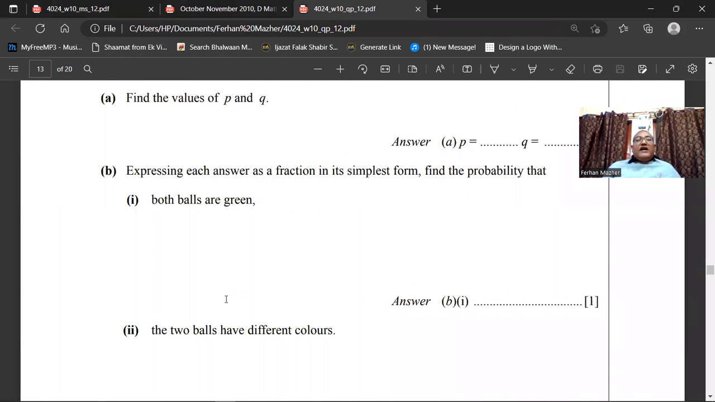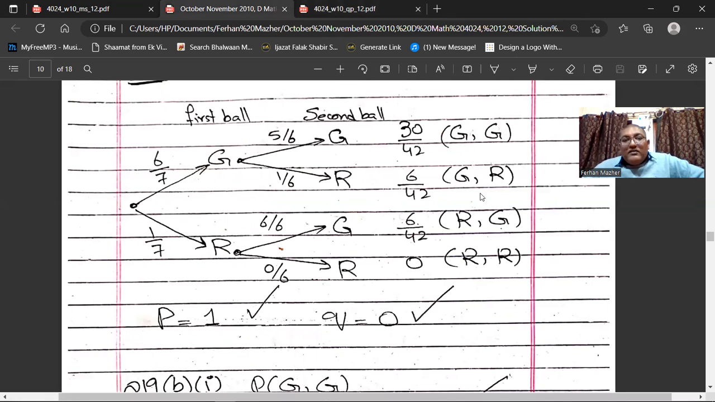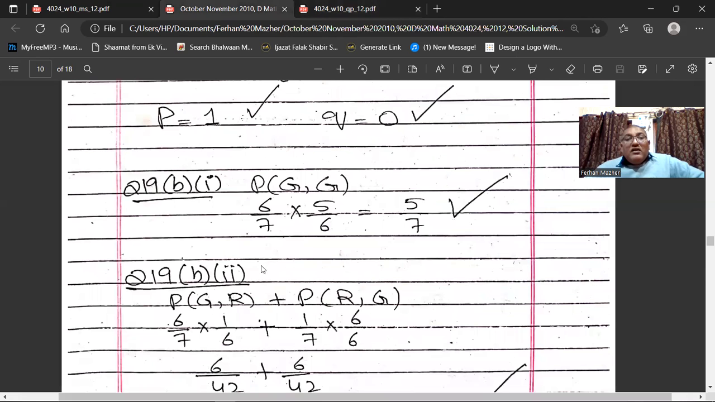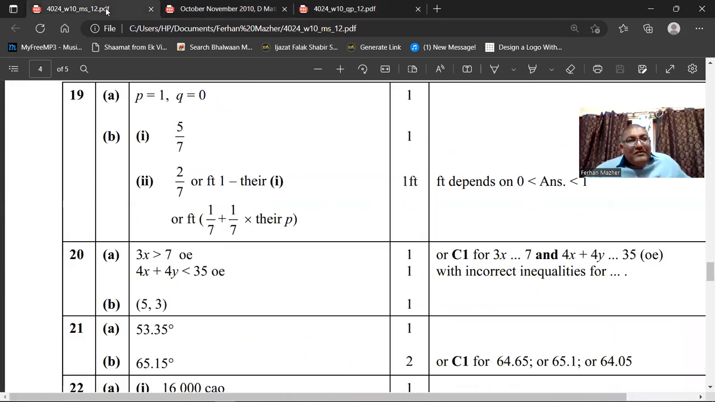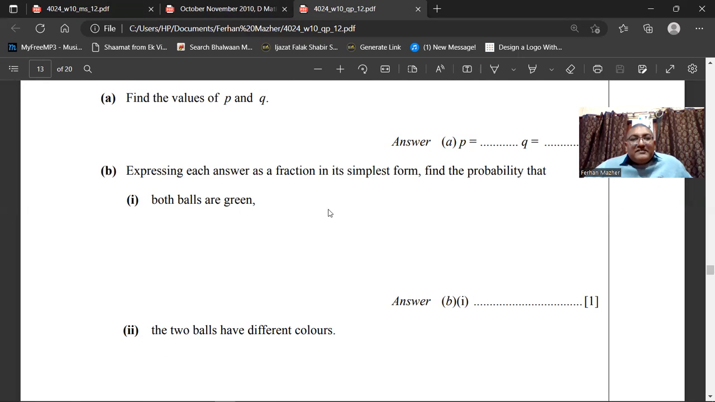He says, expressing each answer as a fraction in its simplest form, find the probability that both the balls are green. So they are asking for green comma green. So this probability is 6 by 7, and this is 5 by 6. Simply multiply them. You will get the probability of the green comma green. 6 by 7 multiply 5 by 6, and that will be 5 by 7. 5 by 7 is the right answer, sir.